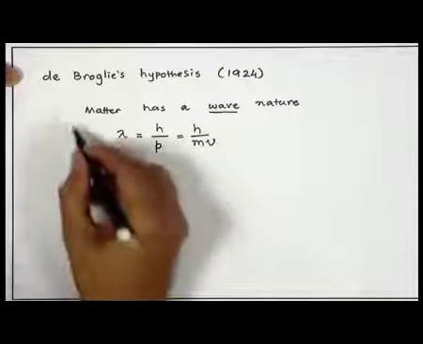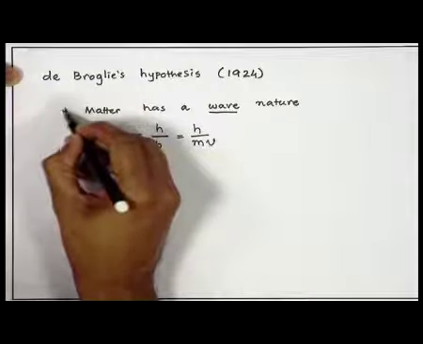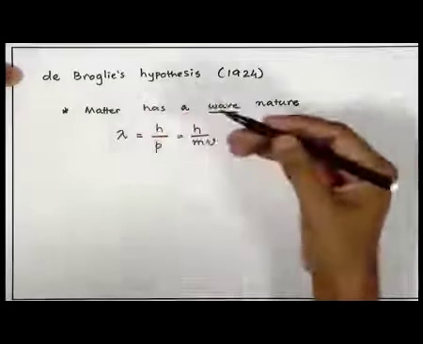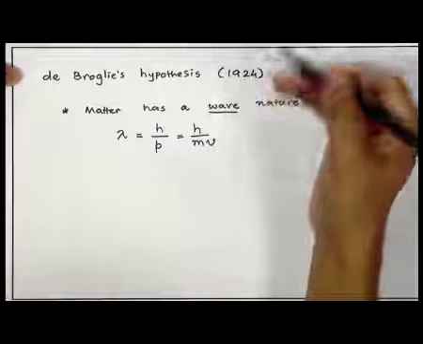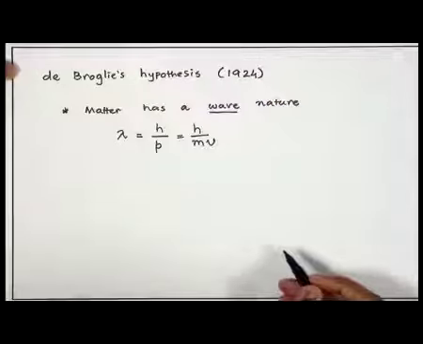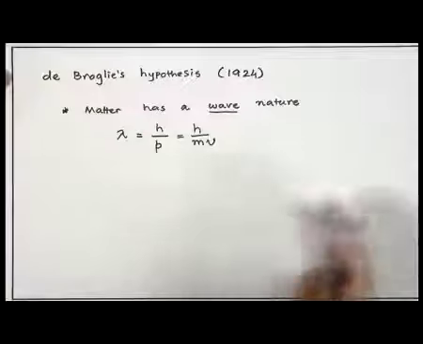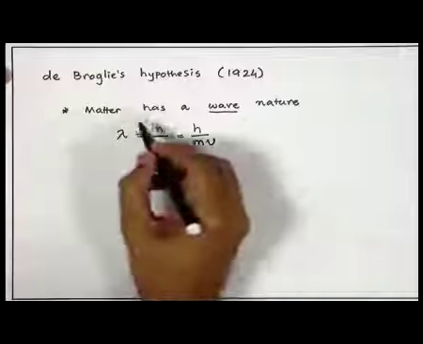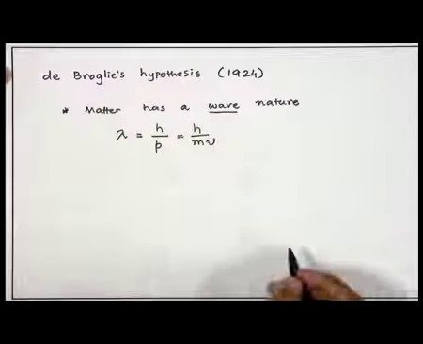And this was a very important hypothesis. When it was suggested as a hypothesis, de Broglie could not provide a proof for it, nor was there any experimental evidence. But later on we got some experimental evidence that matter actually has wave-like nature. We will come to that.